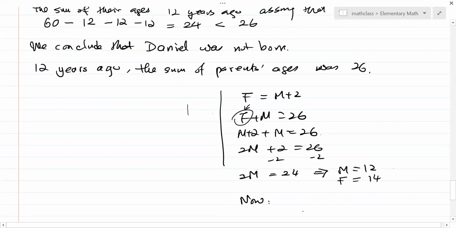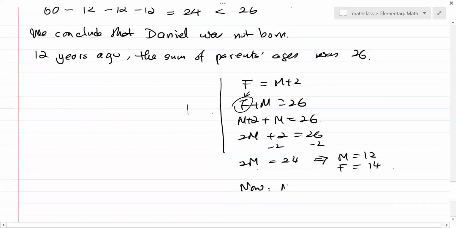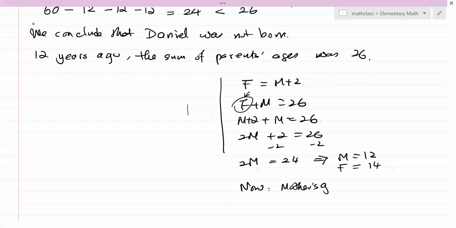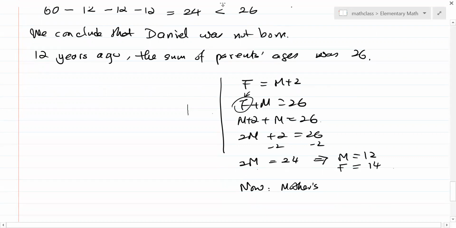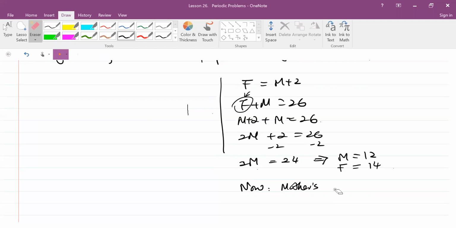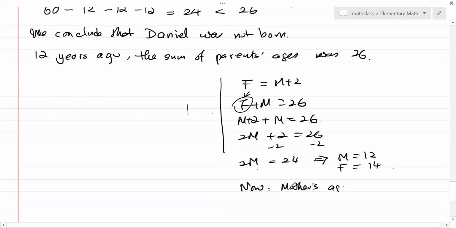Right now, his mother's age is going to be, you have to add 12. Right? 12 plus 12 is 24. Okay, that 24 is okay, right? Then father's age is 14 plus 12. That's 26. So they got married and they have a baby.